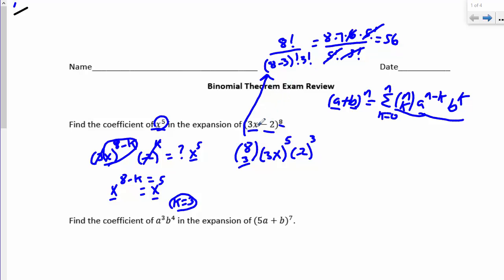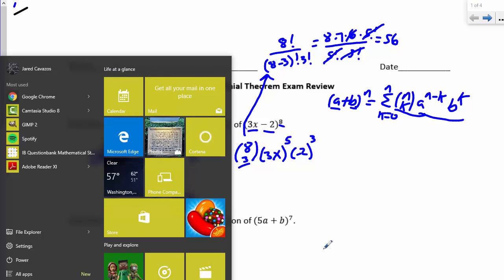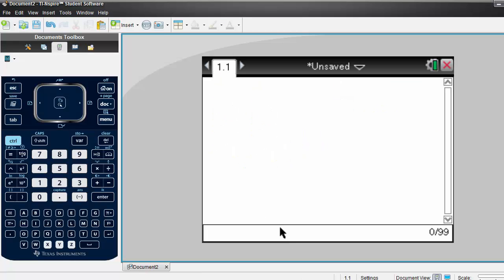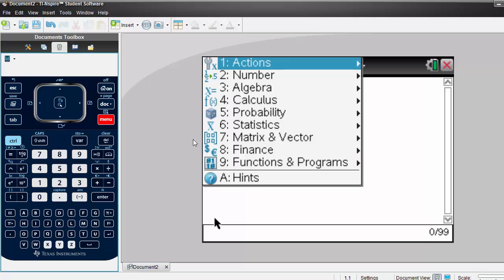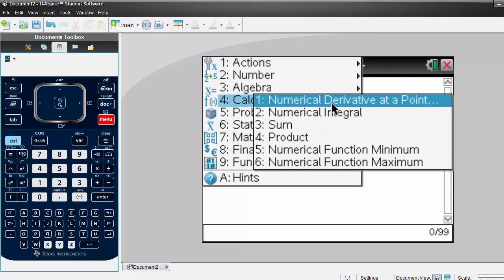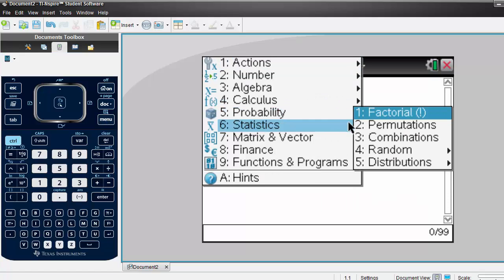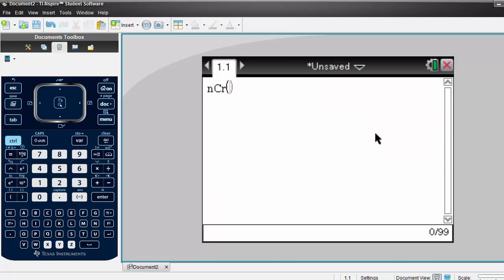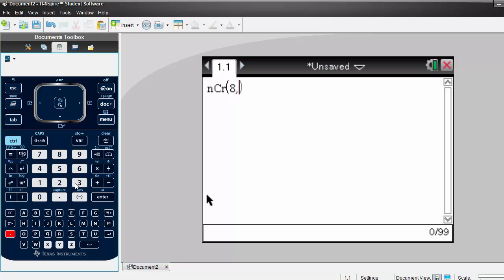I will not do that anymore. I'm just showing you what that means. If I were you, if I'm doing this, I'm actually going to open a calculator, and I would go to menu, and then I would go to probability, combination, and then I would just do the n comma k. So that would be 8 comma 3. That's the same number, 56. Just keep that in mind.